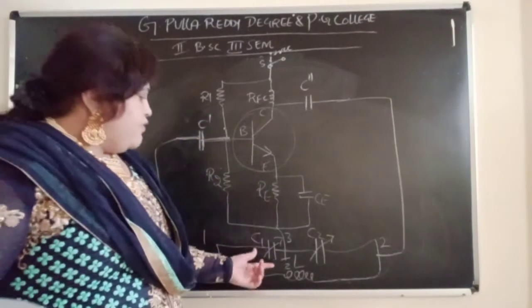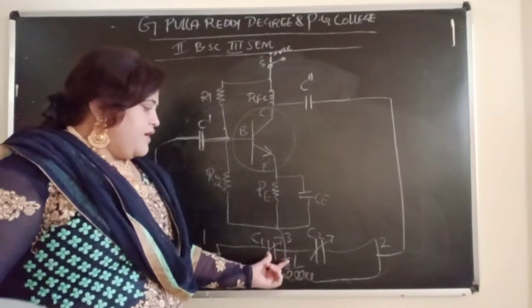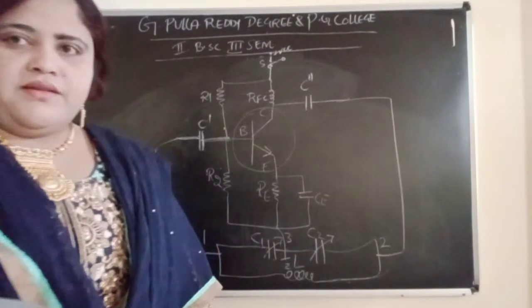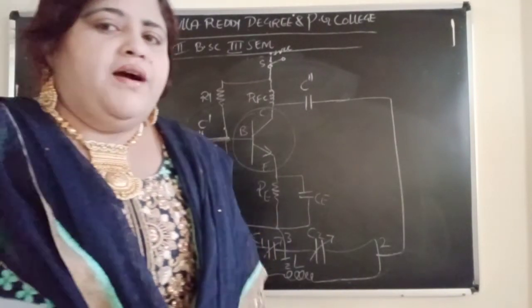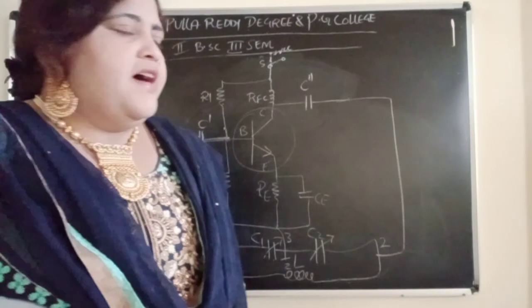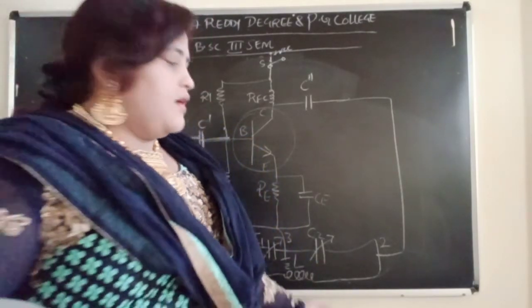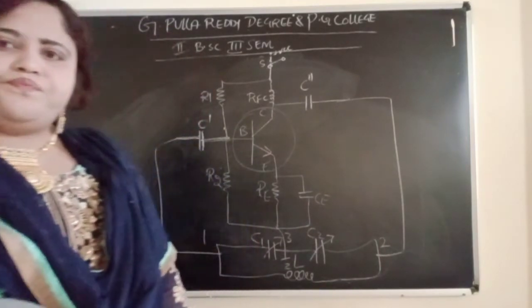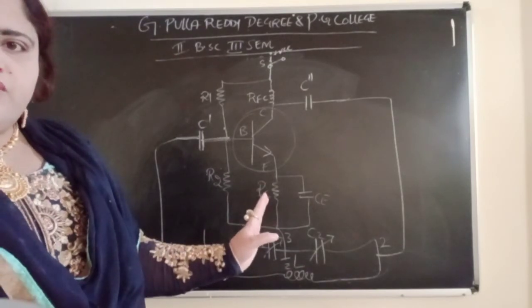In Hartley, simply remove these two capacitors, make it one inductor, and here you connect one capacitor. That will be like the Hartley diagram, but here with two capacitors and one inductor, it will be the Colpitt oscillator. By this, the circuit diagram is over.